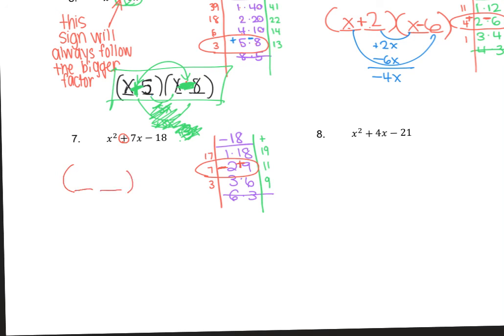So when I plug into our binomial, I have an x, I have an x, I have a negative 2, I have a positive 9. If I'm checking my work, x times x gets me x squared. Negative 2 times 9 gets me negative 18. I check my inners, I get negative 2x, positive 9x, and that gets me positive 7x, and I'm good to go.